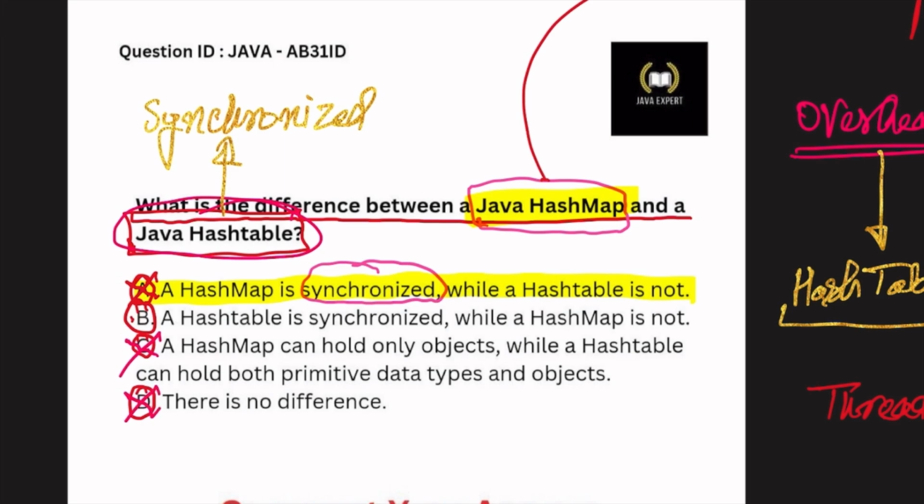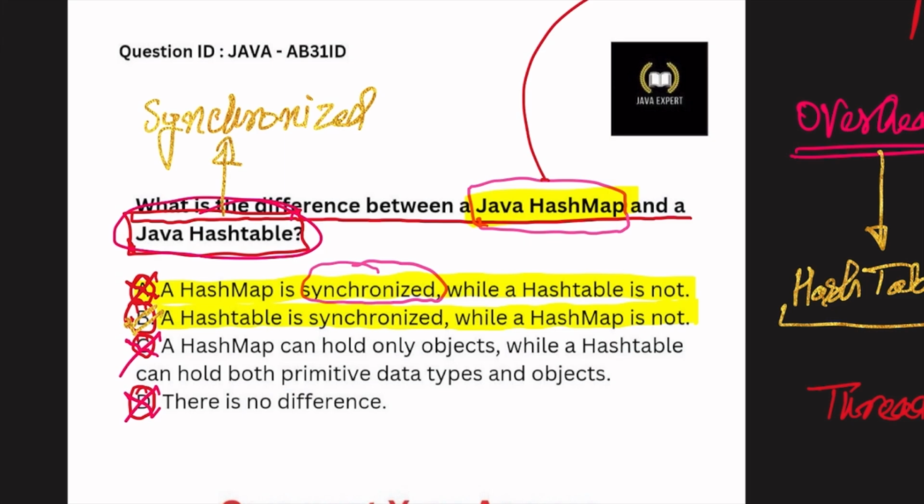Okay, let's come back to option A. We have seen it already. Okay, let's check option B. Option B is saying a hash table is synchronized while a hash map is not. Why is it correct? Let me explain. We have already seen options A, C, and D. Now three options are incorrect. It means that option B is correct. But how is it correct? Let me tell you.